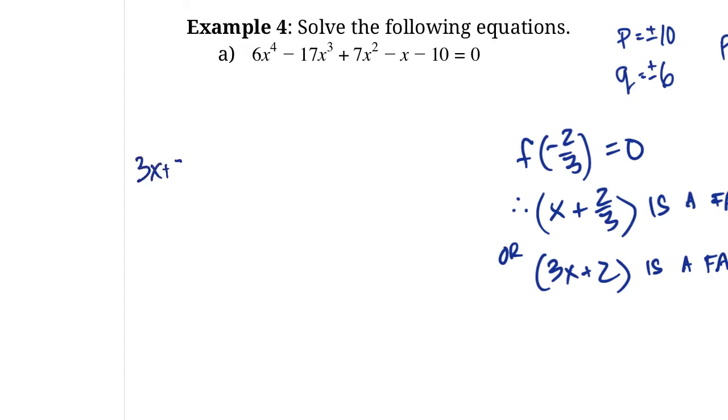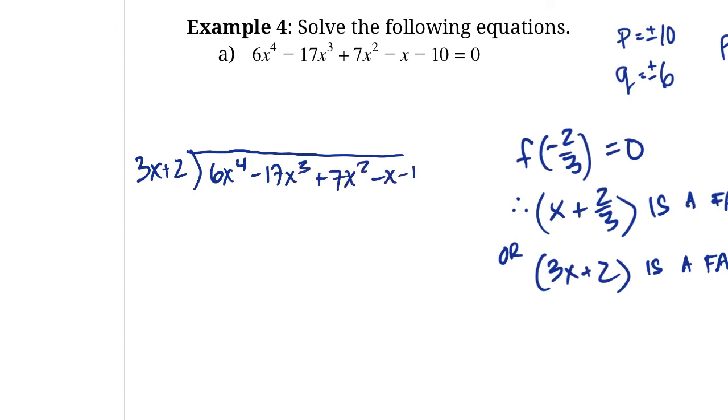So 3x plus 2 goes into 6x to the 4 minus 17x cubed plus 7x squared minus x minus 10. Bit of a process. Okay, so let's do some long division. This is going to be 6x to the power of 4. That's going to be 2x to the power of 3 that goes in there. So then 2x to the power of 3 times that will give us 6x to the 4 plus 4x to the 3.